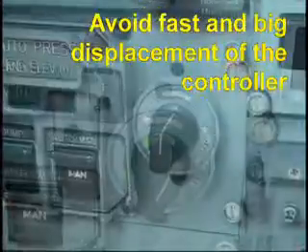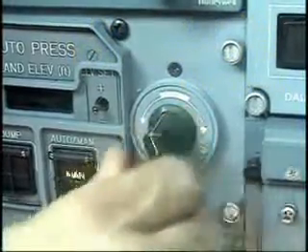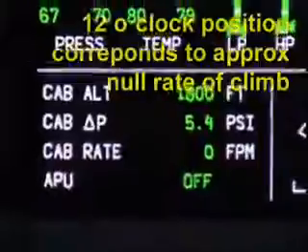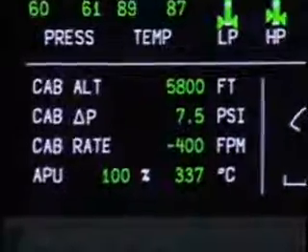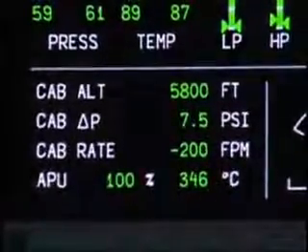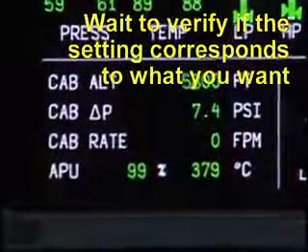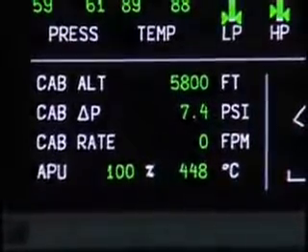In general, keeping the manual controller within the null rate mark will provide a cabin rate very suitable for your operation. This is also the area where you will find the null rates depending on flight condition. Manual controller actuation does not cause an immediate response from the outflow valve. After making cabin rate changes, wait a few seconds to verify if the resulting modification corresponds to what you want, and then repeat the procedure as necessary until the end result is the desired one.